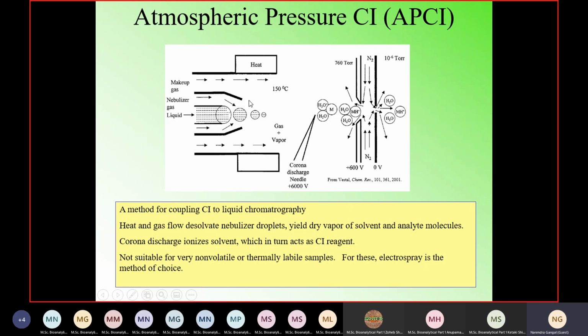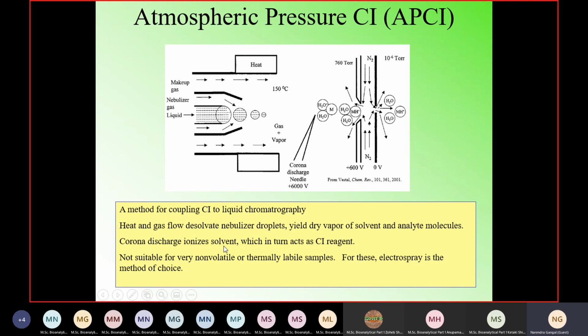So here once again we will just see there is a makeup gas or nebulizer gas and liquid. The liquid is coming from this, and I have my gas plus vapor, which includes my solute molecules. This is the heated part, but here the charging of the species is not taking place. Then subsequently there is a corona discharge needle, which has a very high voltage of 6000 volts. In this case the heat and gas flow dissolve the nebulizer droplets and yield a dry vapor of solvent and analyte molecules.